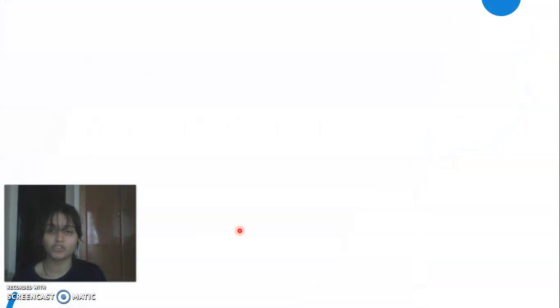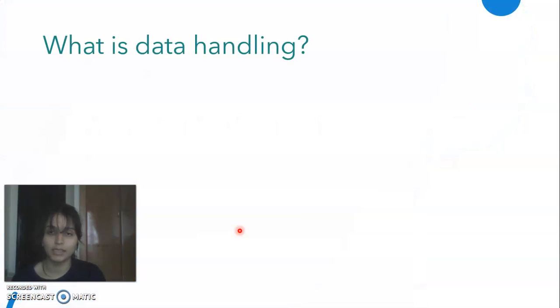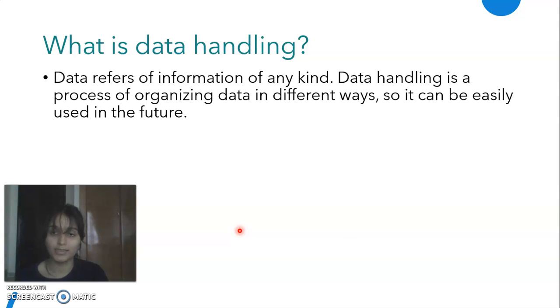So the first question is, what is data handling? To understand this, we need to understand what data is. Data refers to information. It could be any kind of information. Sometimes it can be numbers and some other times it can be objects. Now data handling is a way of managing and organizing all of this data so we can easily use it in the future. Let's take an example.